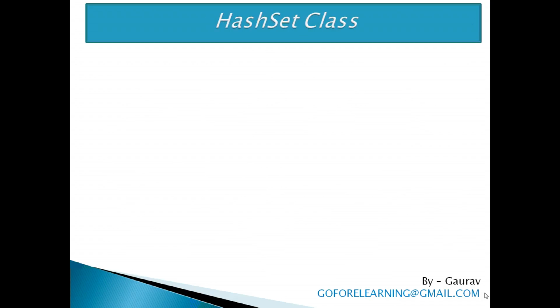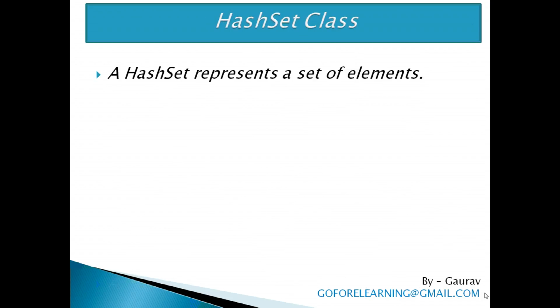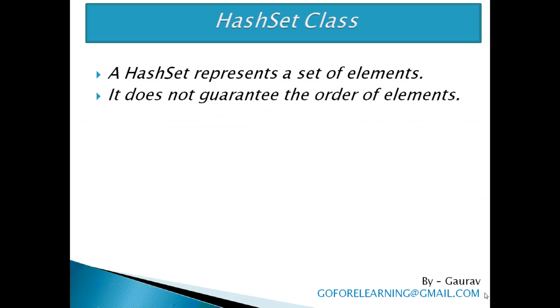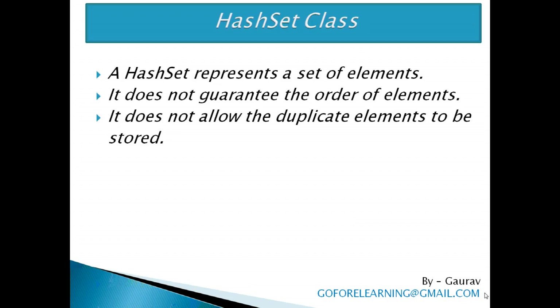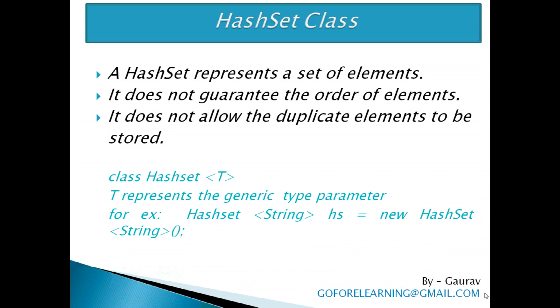First, we'll talk about the HashSet class. A HashSet represents a set of elements or objects. It does not guarantee the order of elements. Also, it does not allow duplicate elements to be stored. We can write it as class HashSet<T>. T represents the generic type parameter. It represents which type of elements are being stored into the HashSet. For example, to store a group of strings: HashSet<String> hs = new HashSet<String>.